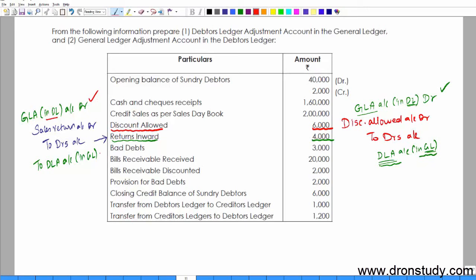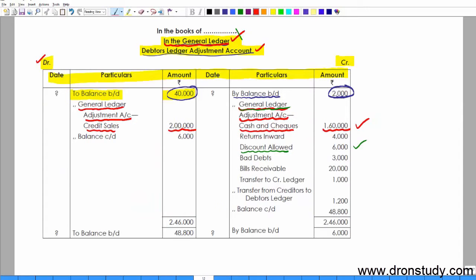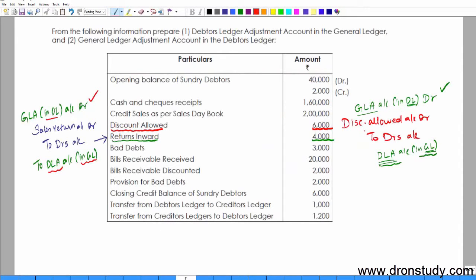What is the credit effect? We have to go to general ledger and we have to credit the debtors ledger adjustment account. So general ledger, and there is debtors ledger adjustment account, and that should be credited. So here we write return inward 4,000. So that aspect is also taken care. Next, we have an item called bad debts. So bad debts will reduce the debtors and it will result in creation of a new loss.